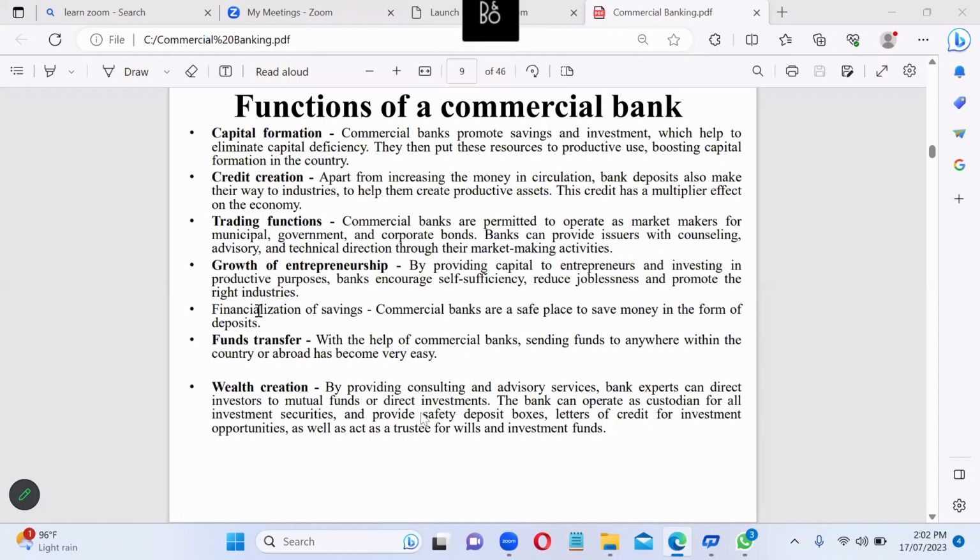There are also lockers. We keep our jewels or our money or our gold biscuits in the deposit box. What is a deposit box? It's called a locker. That is wealth creation. Letter of credit for investment opportunities: a letter of credit is needed when a person is doing export or import activities. For that purpose, the letter of credit is the main document for the international transaction. So wealth creation is a must function the commercial bank provides to the people of the country.